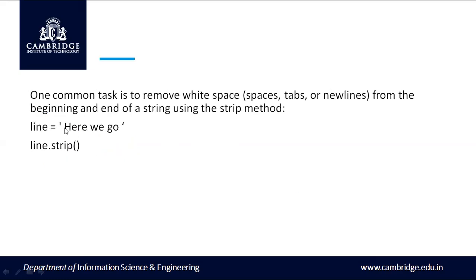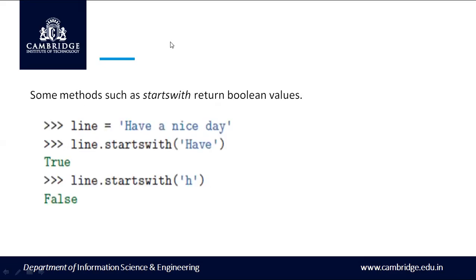Here you can see one common task is to remove white space, that is spaces, tabs, and new lines, from the beginning and end of a string using the strip method. According to this example, there is a space before the h. When I use the function line dot strip, it strips off the white space before this h. And also some more examples.